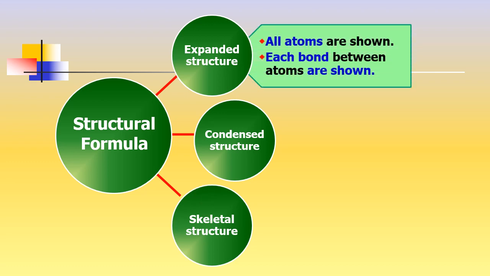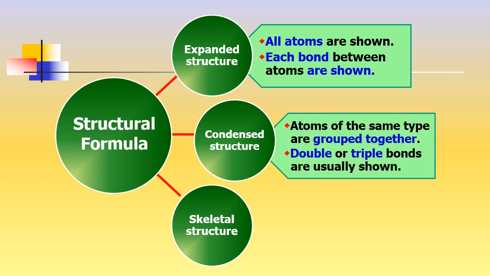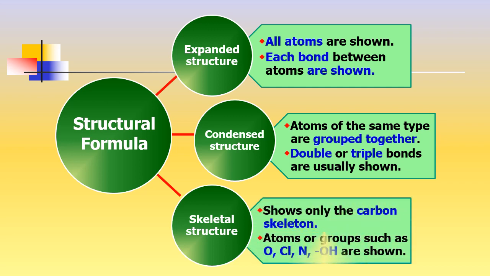In an expanded structure, each and every atom is shown, and every single bond between atoms must also be written. In condensed structure, atoms of the same type are grouped together, and double or triple bonds are usually shown. Skeletal structure is the simplest structure that shows only the carbon skeleton. Atoms or groups such as oxygen, any halogen, nitrogen, or groups such as hydroxyl and so on are shown.